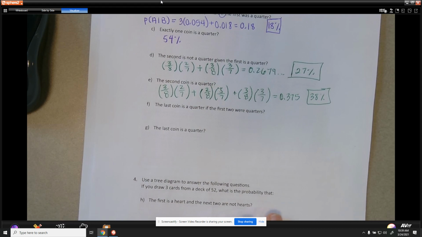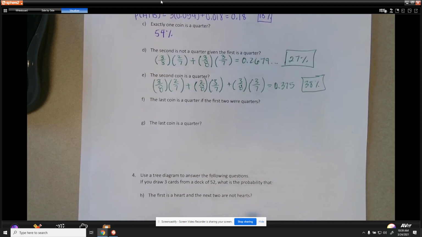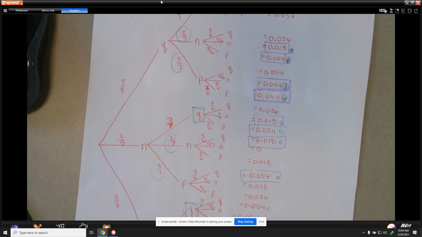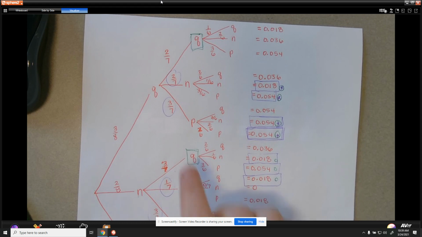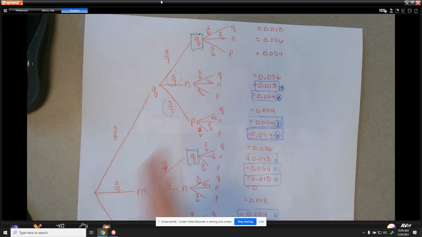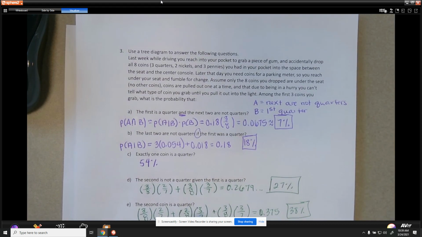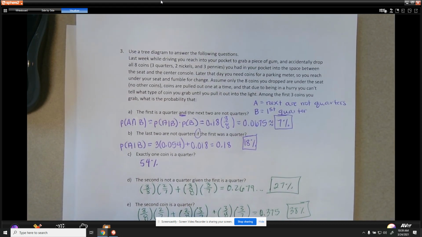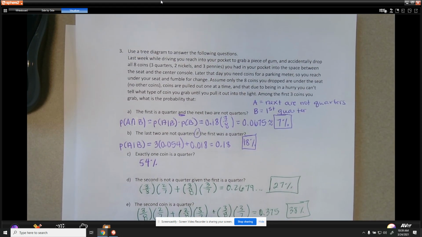Okay, then the last coin is a quarter if the first two were quarters. So we're going to pick all three quarters. The last coin is a quarter, the first ones are quarters. Oh gosh, my tree diagram is right here. All right, so I went quarter, quarter, quarter. It's right here, 0.018. That'd be about 2%.